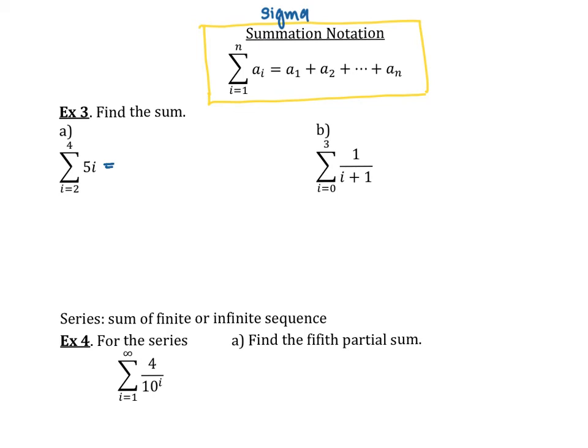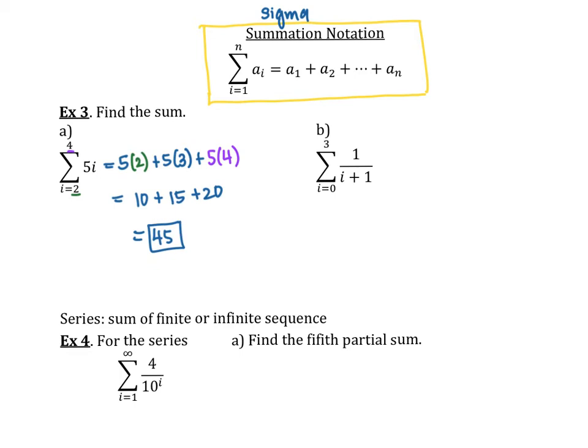So I'm going to first plug in the 2. 5 times 2. Then 5 times 3 plus, and then I'm going to stop when I get to 4, plus 5 times 4. I plugged in 2 through 4, and then I just have to add it up because that's what summation is. 10 plus 15 plus 20. So the resultant of this is 45.